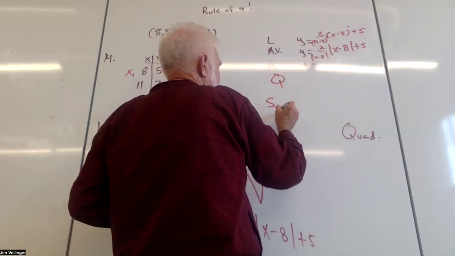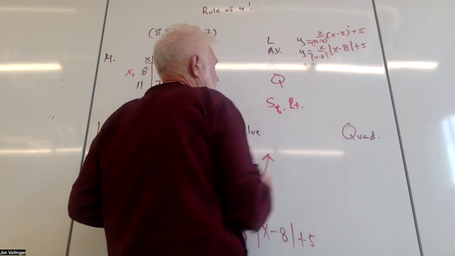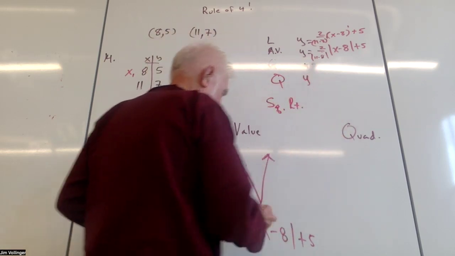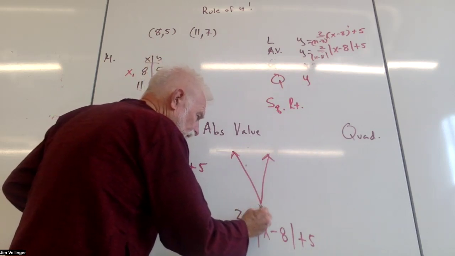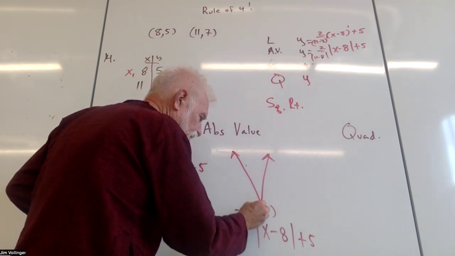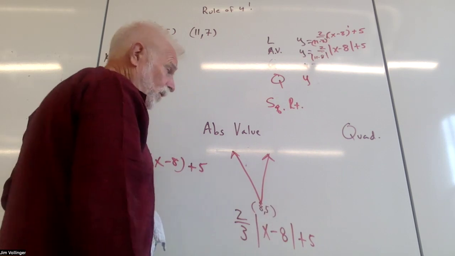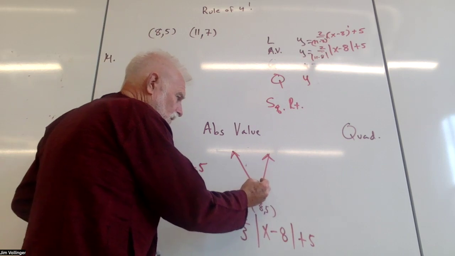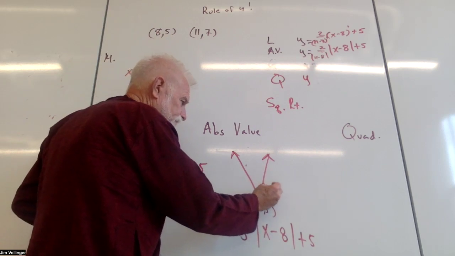Square root. Let's give that a little more space. All right, so the next one, quadratic. Well, first off, this is 8, 5, the vertex. We call this a vertex. It's the most important point on that graph. And we also know that 11, 7, we'll call this 11, 7.